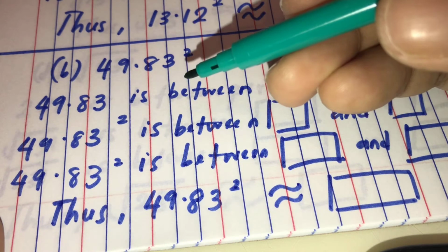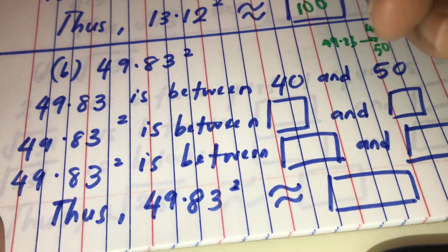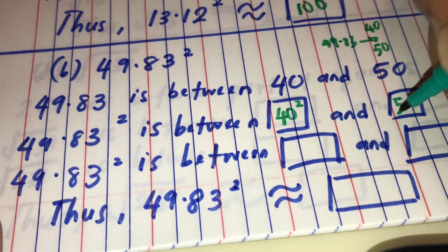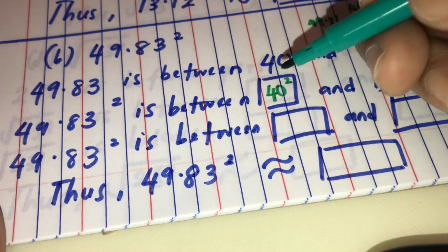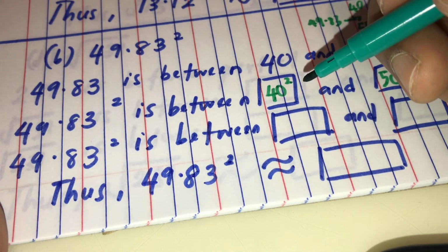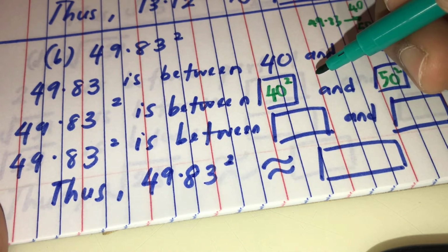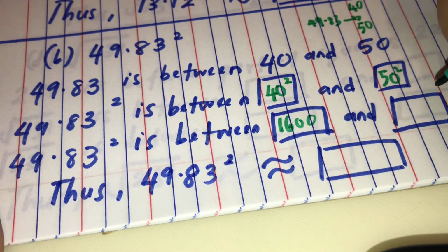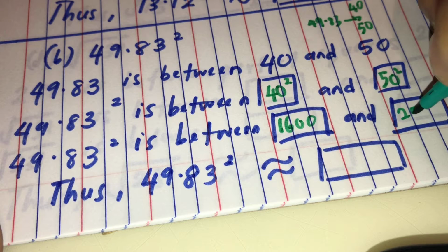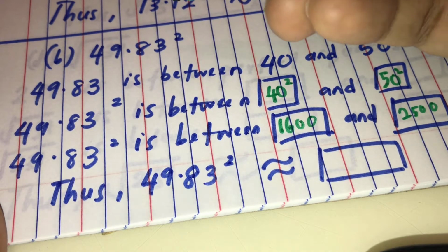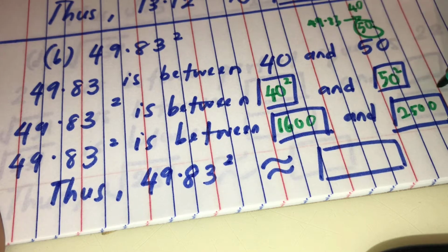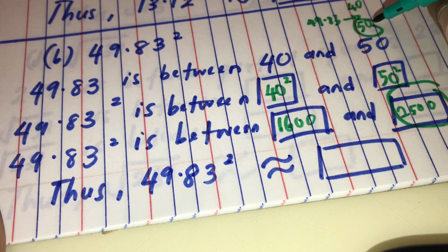And then 49.83 square is between 40 square, you copy back 40, put square, and 50 square. Okay, and then you know 40 square, 40 times 40, you get 1600. And 50 times 50 equal to 2500. Now 49 is more near to 50, right?